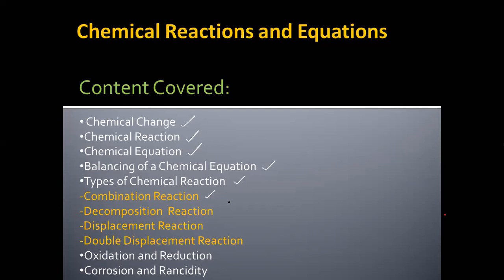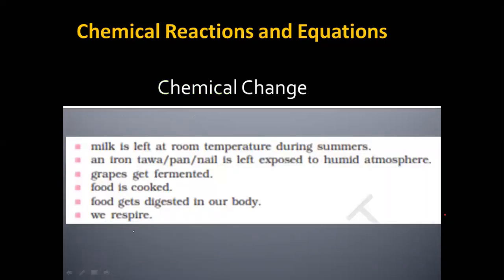We have combination reaction, decomposition reaction, displacement and the double displacement. And one more thing for your information, along with that, we definitely discuss exothermic reaction, endothermic reaction, precipitation, and the neutralization in the continuation. Further, oxidation and reduction, and that further deals with corrosion and rancidity. So the whole content is given over the board. You can clearly see. Let me start with the very first point, that is chemical change.